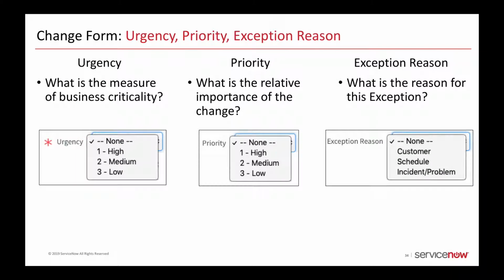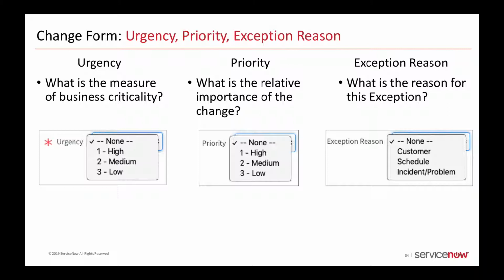Now that we have taken a close look at the configuration item field, let's return to some of the other fields on the change form. Manually select the priority, urgency, and exception reason for the change. Unlike the field in an incident form, change priority is not automatically calculated. Priority tracks the relative importance of implementing the change. Urgency is the measure of business criticality based on the impact and needs of the customer. An exception reason is the reason for the exception.